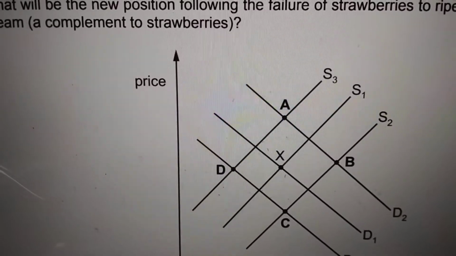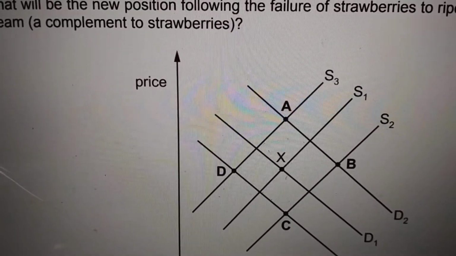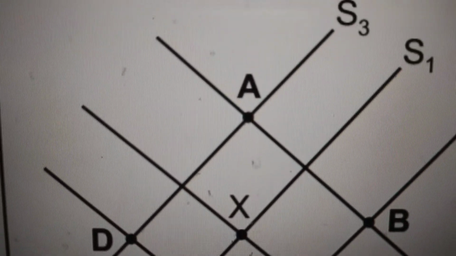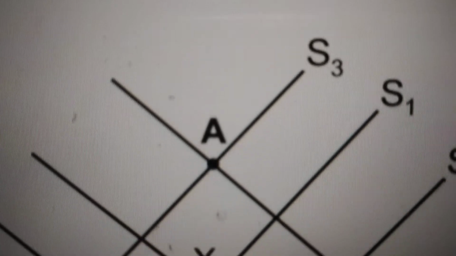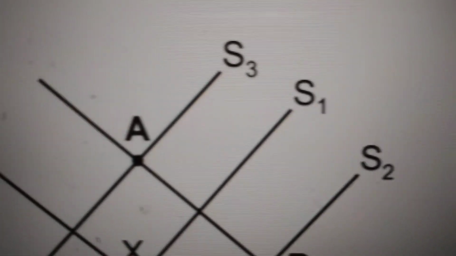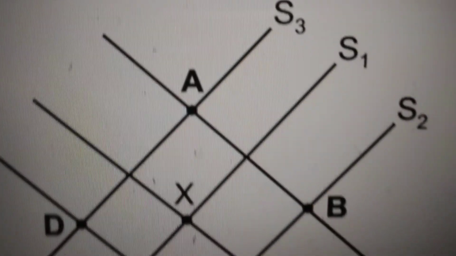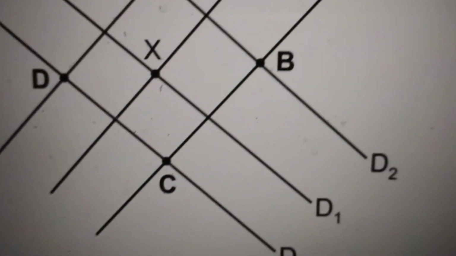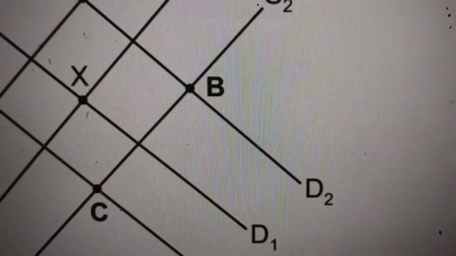So what do we have to look for? A decrease in supply and an increase in demand. So from X, you are going to move to point A. Why? Because decrease in supply means S1 to S3, and increase in demand means that D1 to D2. So what is the common point over there? A. A will be your answer.